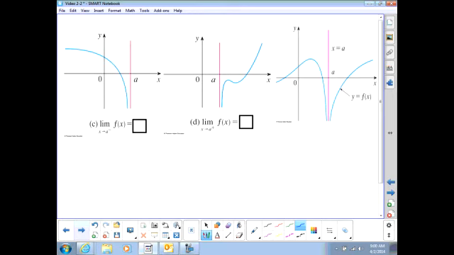And likewise, the other set of pictures, these were each our negative infinities from the left and from the right. So we can then say our overall limit of f of x as x approaches a must then be equal to negative infinity, because our left-hand limit and our right-hand limit were both that.